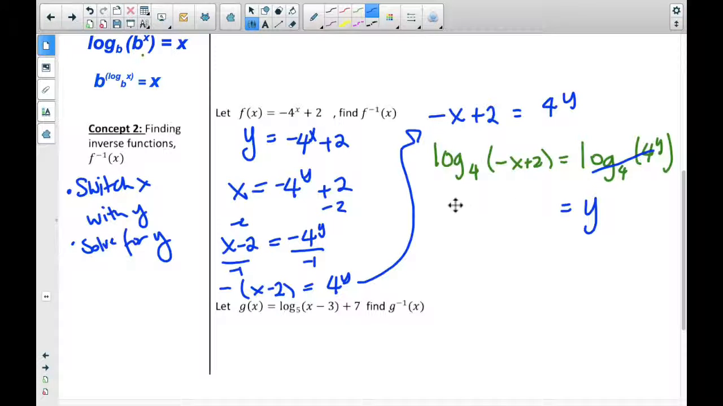On the left, I still have what I had a second ago. That is, I have log base 4 of negative x plus 2. And now I'm finished. My inverse function is finished.